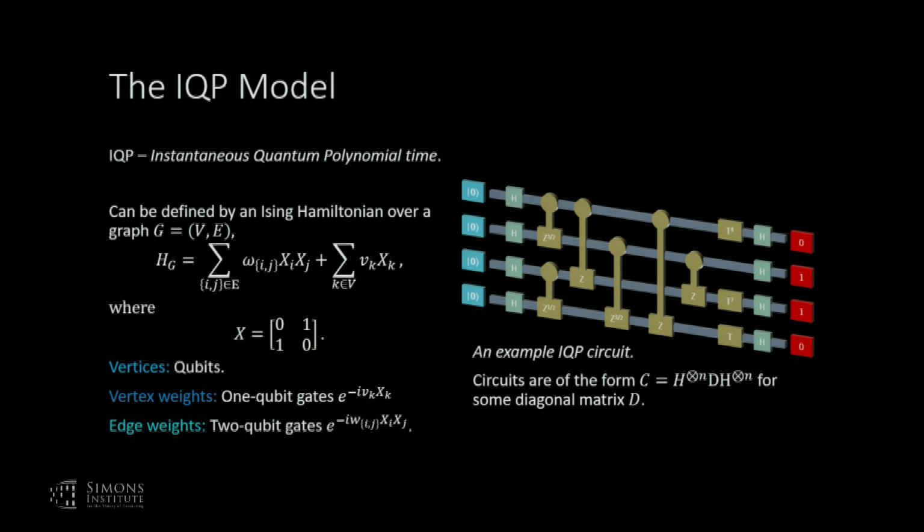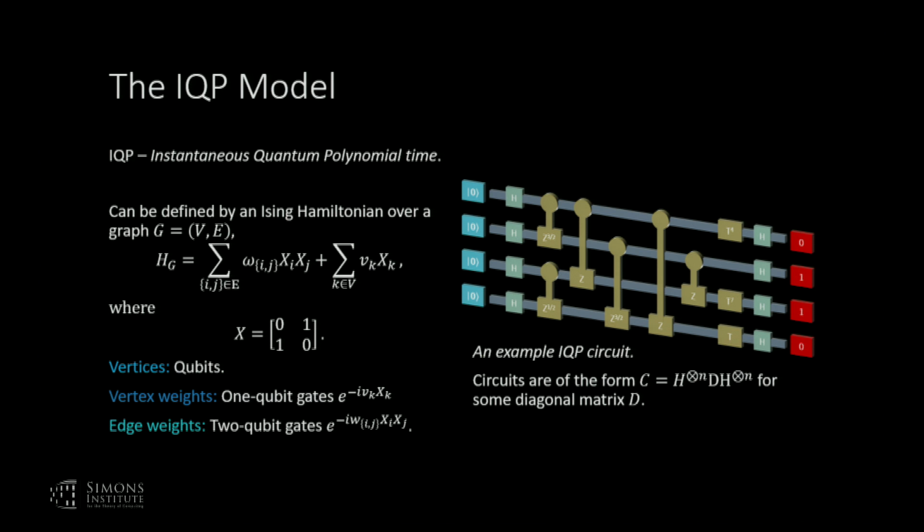So it's like a quantum version of the classical NOT gate. And then we have a sum over vertices of just some single x gate. So vertices in this picture correspond to qubits. Vertex weights correspond to 1 qubit gates, and edge weights correspond to 2 qubit gates between them. So these can be thought of as entangling gates.